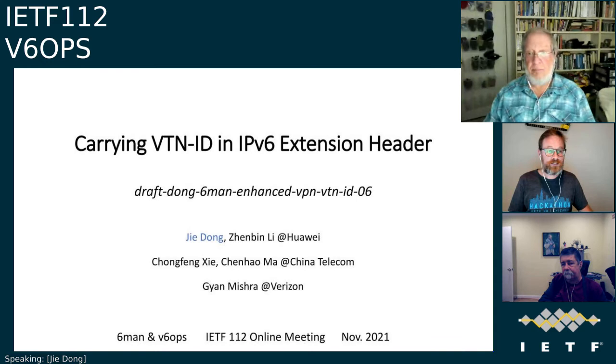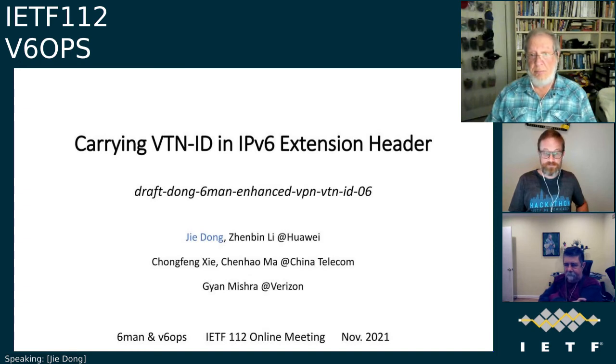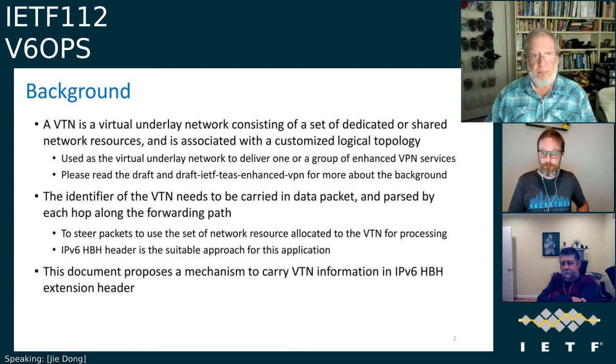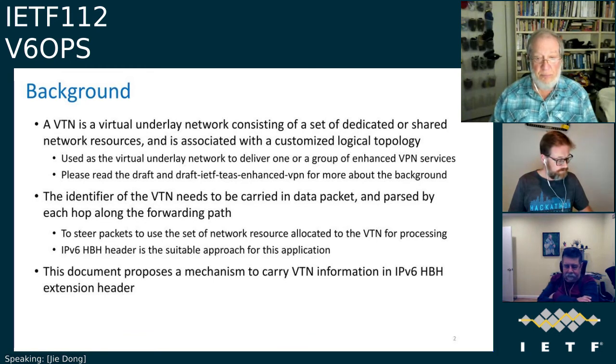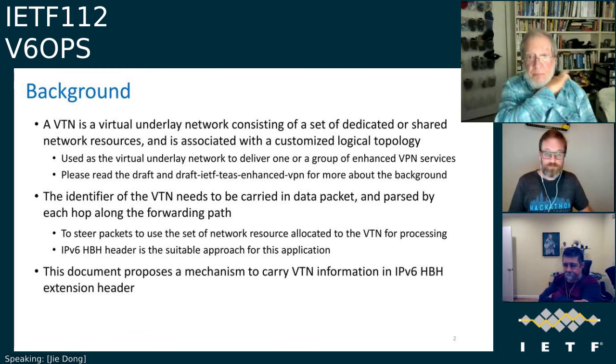So this is another use case of the IPv6 hop-by-hop extension header, to use it to carry the VTN identifier. Okay, next slide, please. So here's the background. A VTN is a virtual underlay network consisting of a set of dedicated or shared network resources, and it is associated with a customized logical topology. It can be used as a virtual underlay to deliver one or a group of enhanced VPN services, and the typical use case can be network slicing.